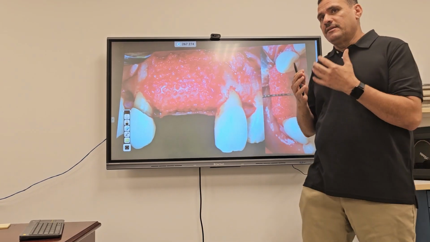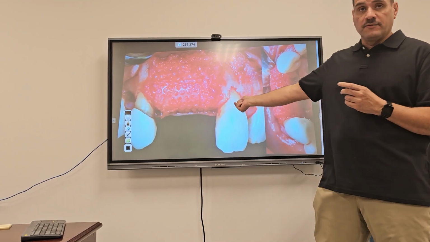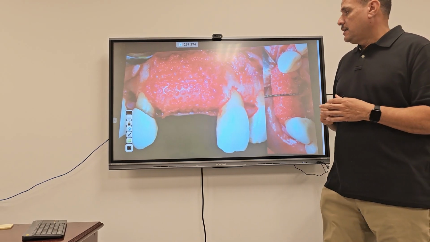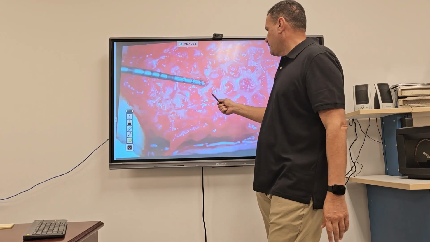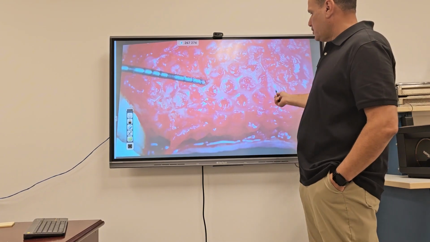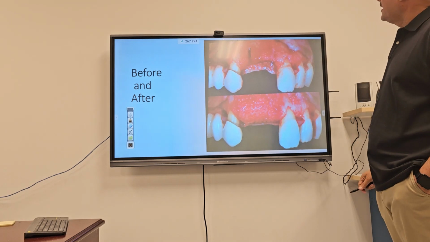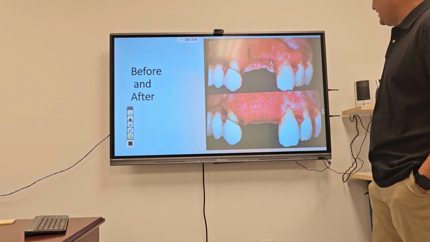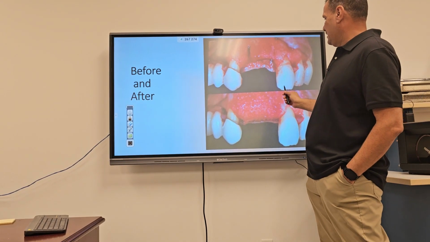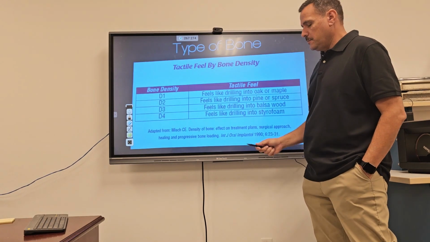Because in the anterior we need good bone, because we're going to lose some bone when we do an implant. So we're just going to get enough bone, and look at the difference. Yeah, that's a big difference. So we have enough bone for the implant.